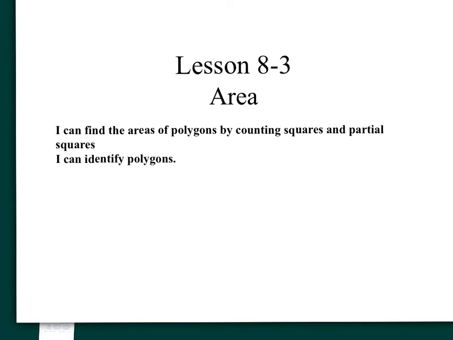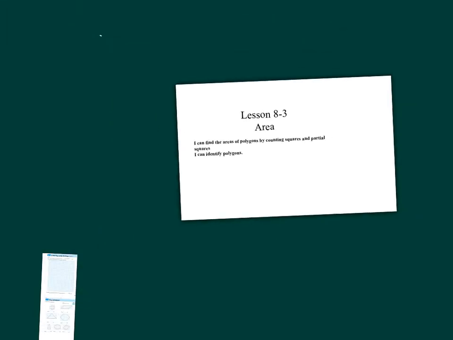All right, boys and girls, today's lesson is lesson 8-3, area. So today's a little bit different. One of our last lessons, we talked about perimeter, which is the outside of an object. And today we're talking about area, which is the inside of an object. So today you should be able to say I can find the areas of polygons by counting squares and partial squares. And I can identify polygons. Those should be your two objectives for today.